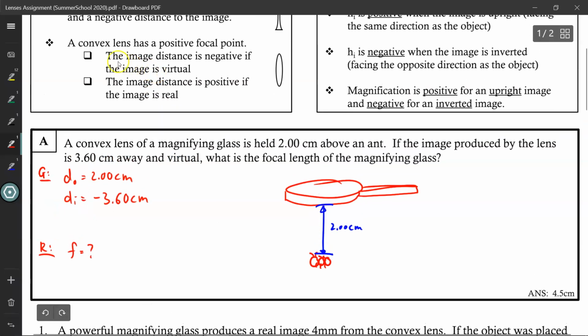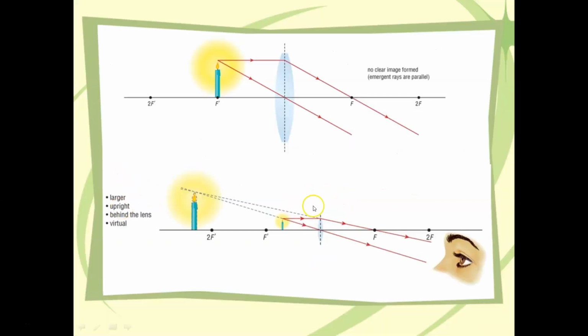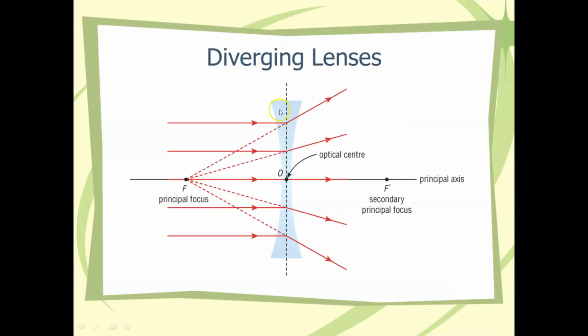If you look up here, image distance is negative if the image is virtual. So be careful, the question may not tell you negative 3.6 explicitly, but because it says it's virtual, it's implied. So you have to know that virtual values are negative. This is a common mistake students will make, and your final answer will automatically be wrong. So please be careful. Now the focal length of a convex lens is still going to be on this side, so the focal distance for this situation is still going to be positive. Only the diverging lenses or the concave lenses have negative principal focuses.